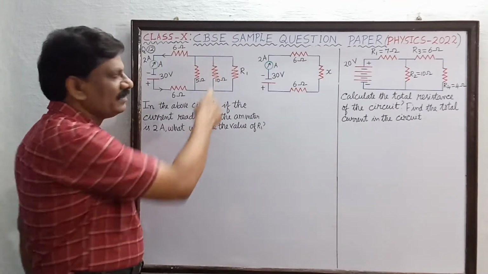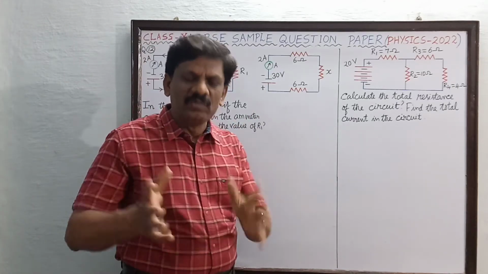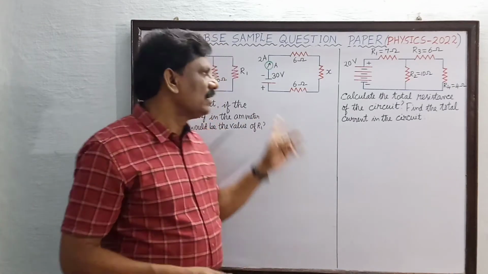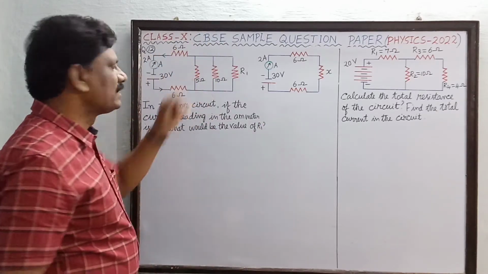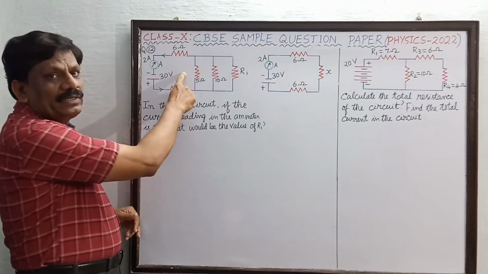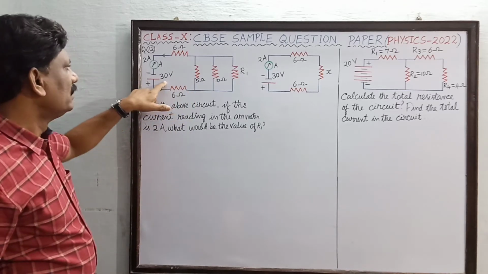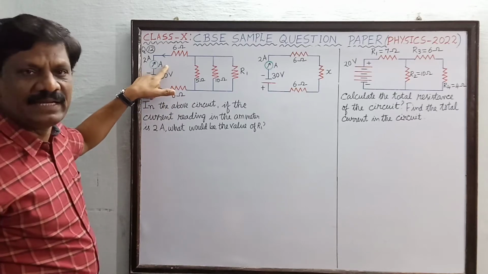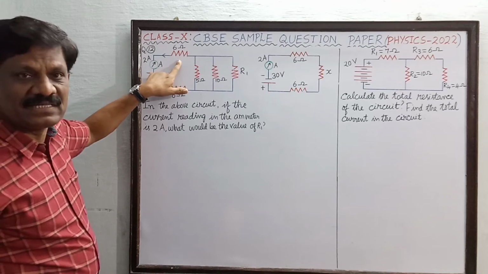Now the standard of this question is very high, so we have to work hard by solving similar types of problems. Okay, fine. You look at the circuit. In this circuit, are you able to see a 30-volt battery? It is in series with an ammeter, and there is a 6 ohm resistance.